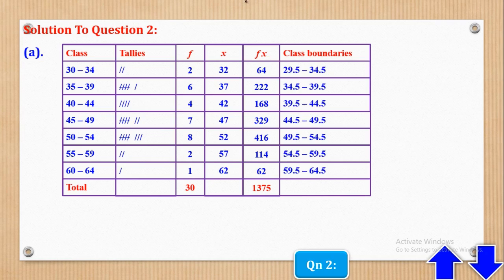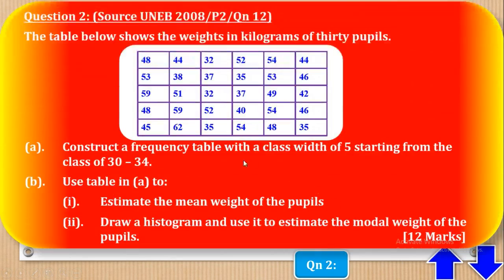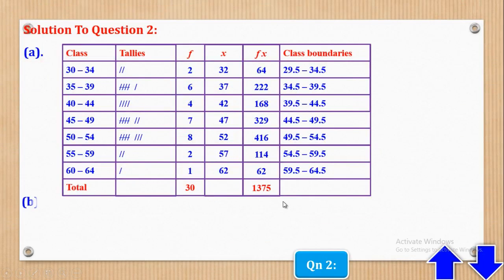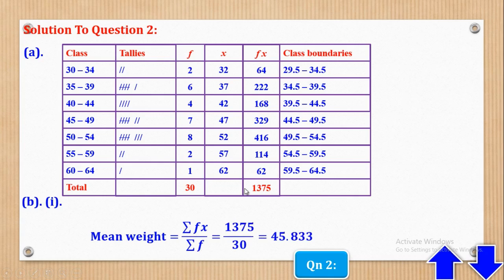Okay, so basically that is the table that will help us to answer the questions that follow. So we have consulted, and now part B says, use your table in A to estimate the mean weight of the pupils. So what we know is that mean is equal to summation of fx over summation of f. Now summation of fx is 1375 and summation of f is 30, so I'll substitute and then use the calculator to come up with 45.833.